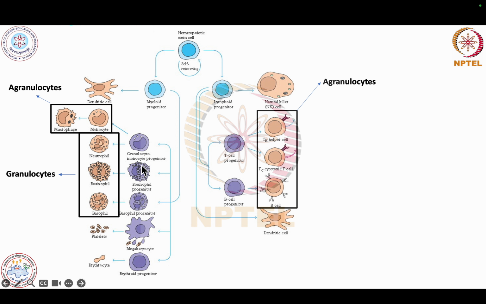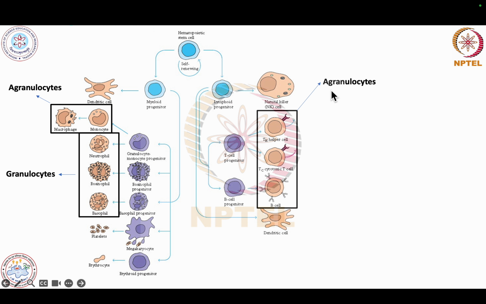We know that cells develop from hematopoietic stem cells, and hematopoietic stem cells are self-renewing because it is a stem cell. From that we get myeloid progenitor and lymphoid progenitor. From lymphoid progenitor, natural killer cells, T cell progenitor and B cell progenitor are derived, and dendritic cells as well. From T cell progenitor, we get T helper cells as well as T cytotoxic cells, and from B cell progenitor, we get B cells.